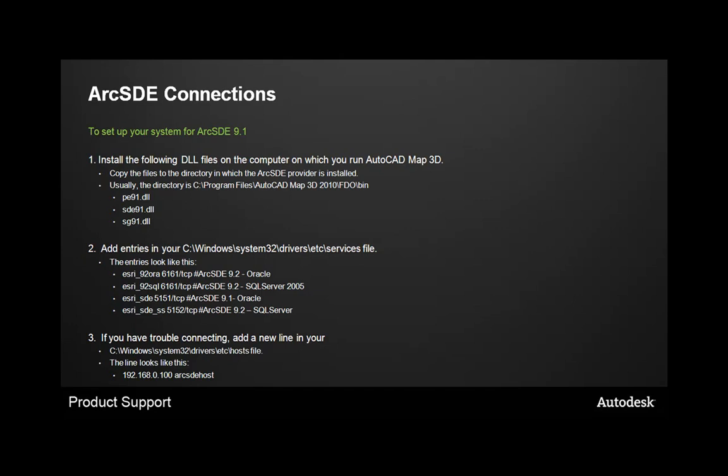You also want to add entries into your Windows System32 drivers folder so that you can use server names as opposed to having to use the IP addresses. And if you have trouble connecting, you can add a new line in your drivers file that looks like this down here, which is an IP address down here on the bottom, and ArcSDE host.